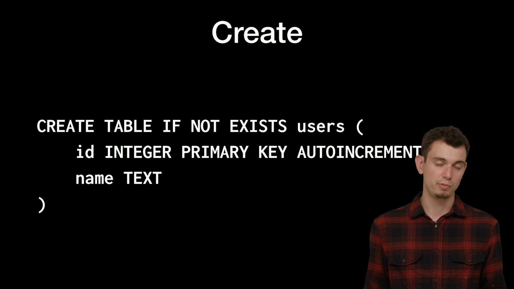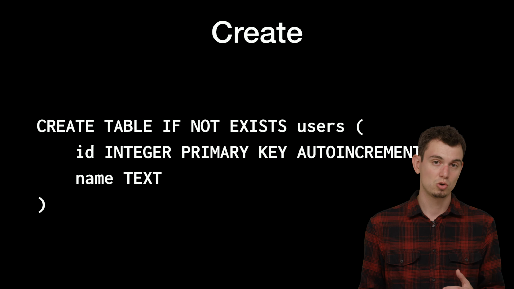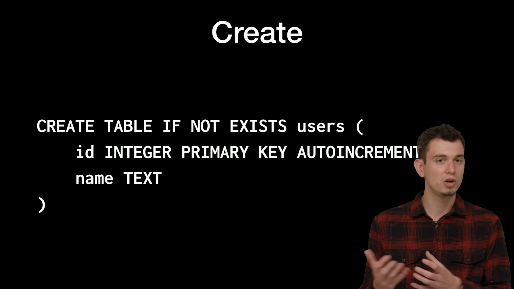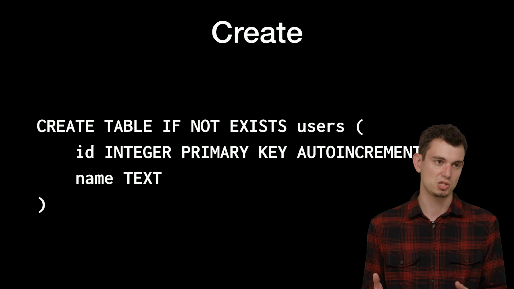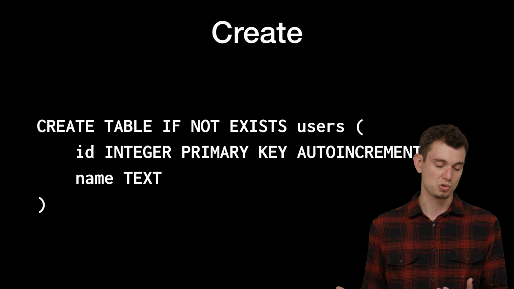So here's an example of a SQLite create statement. We're going to start by saying create table. Then we're going to say if not exists. And that just means if there's already a table there called users, just don't bother executing this because we're already done. Then the name of the table, so users.